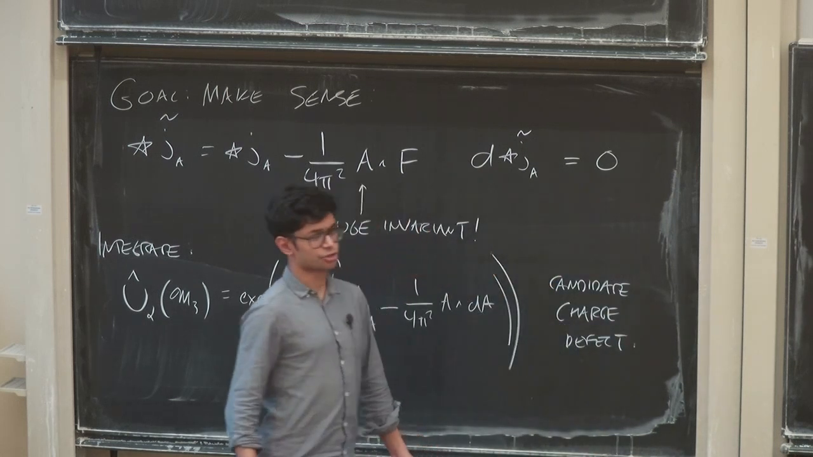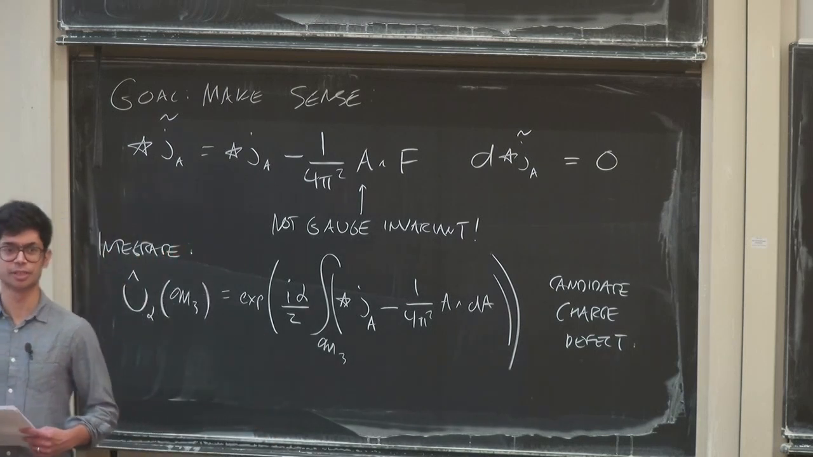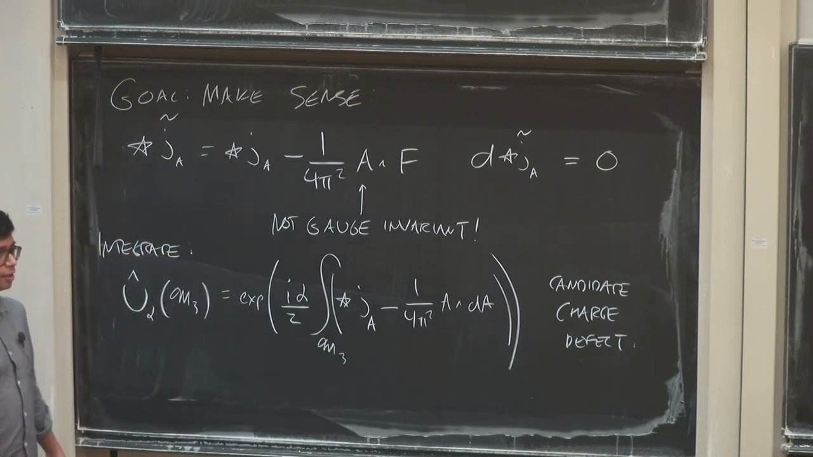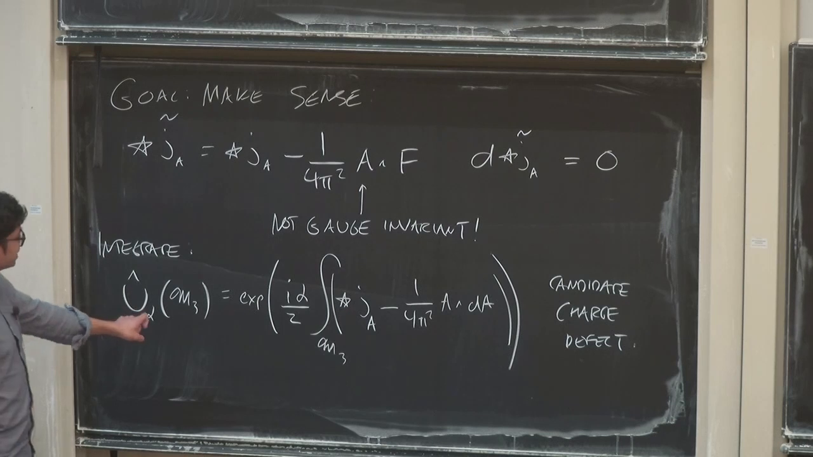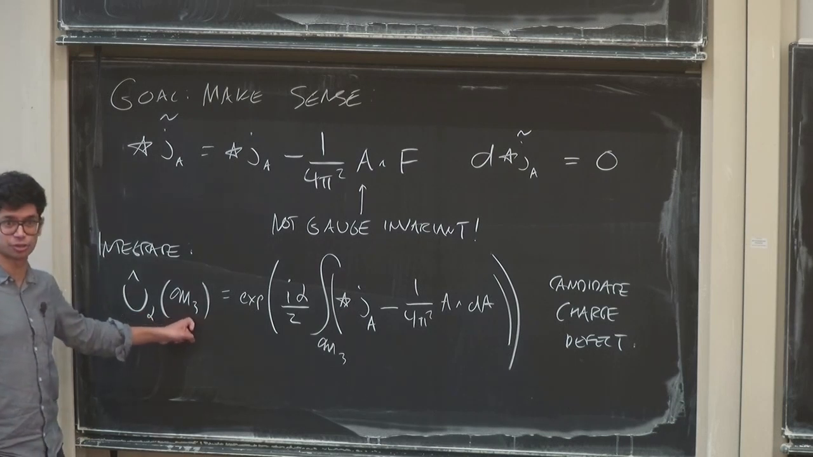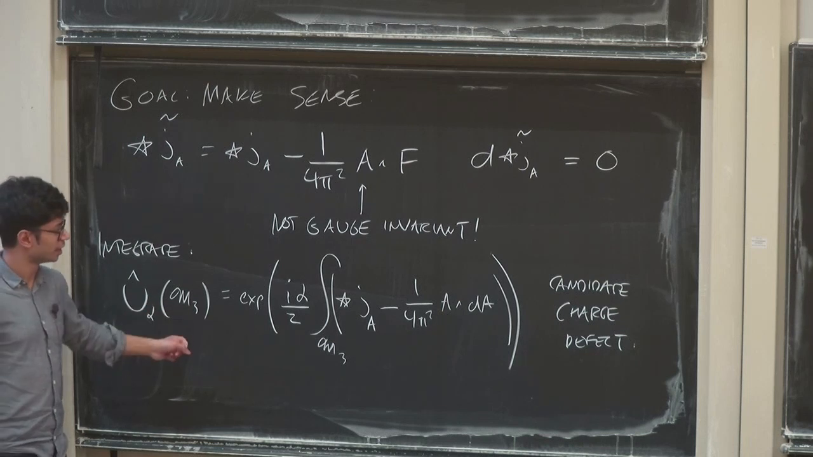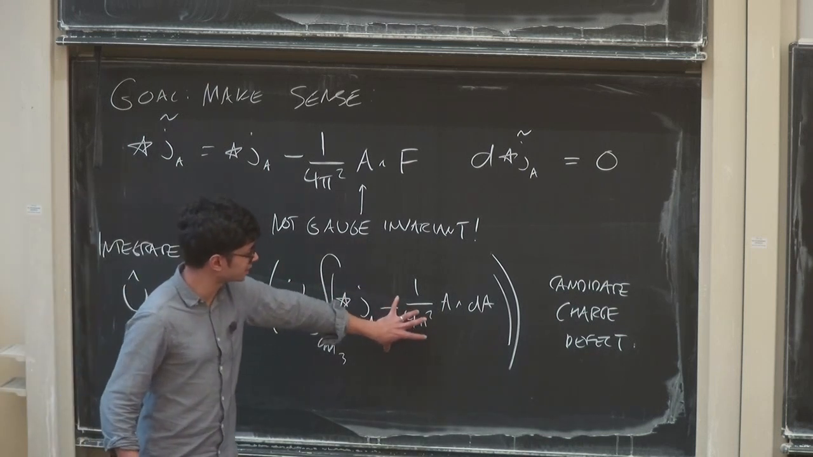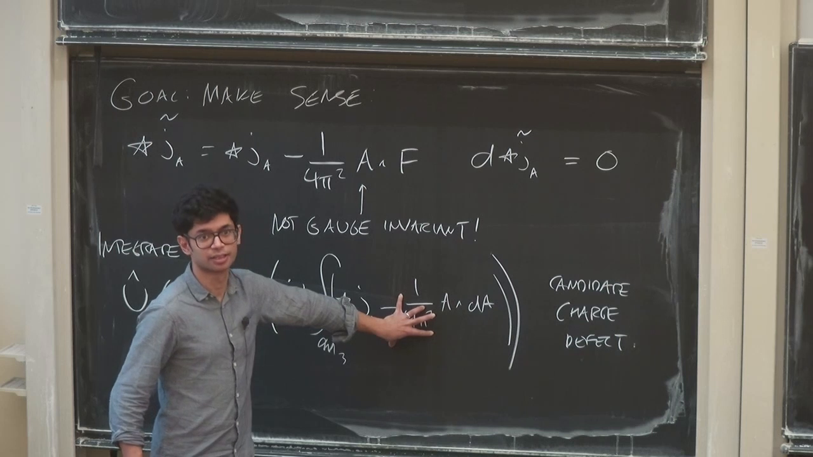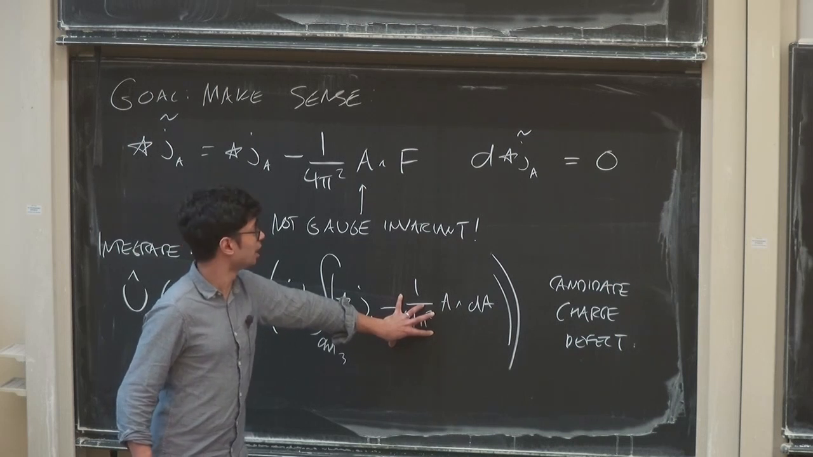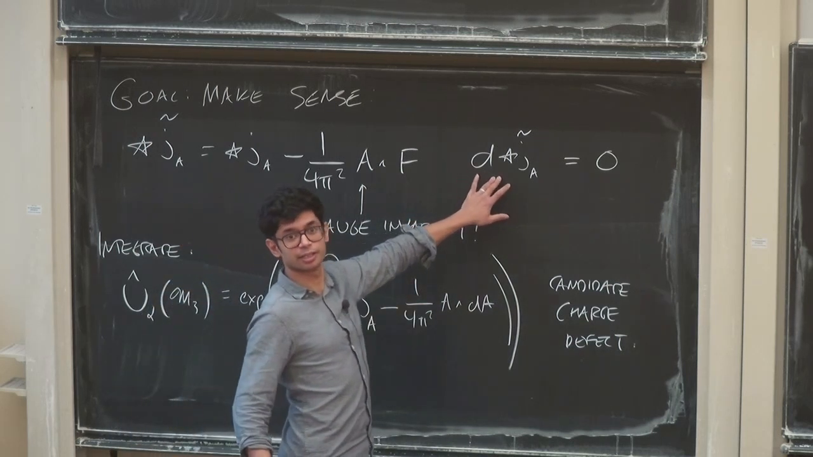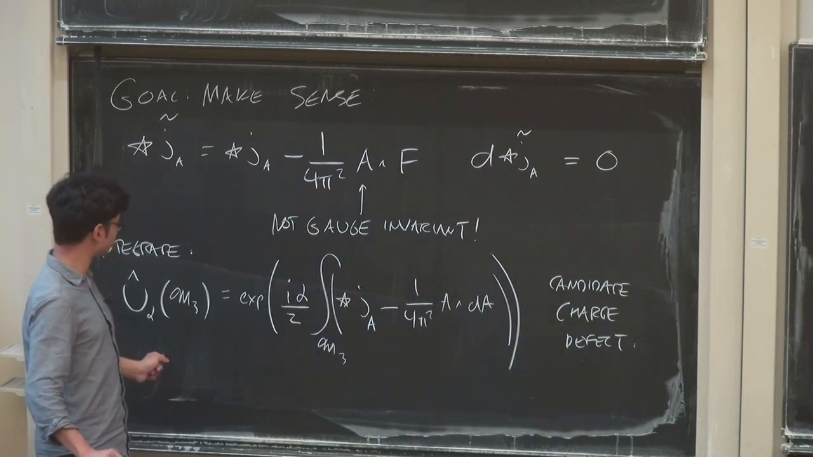So what are the things we need for this to successfully work? First of all, we need this thing to be topological with respect to M. If I wiggle M a little bit, I want it to not change. That will happen provided d of the thing on the inside is 0, which it is. So good, this object is topological.